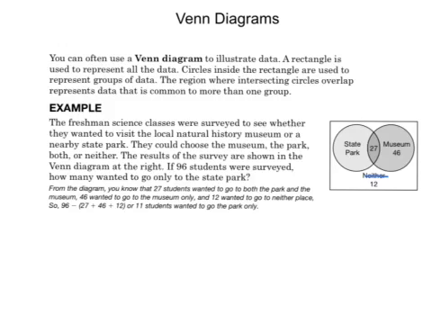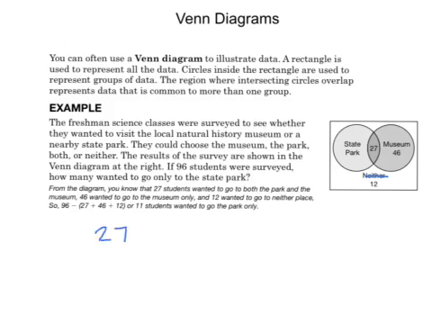So if you take a look here, it says the example, the freshman science class were surveyed to see whether they wanted to visit the Natural History Museum or a nearby state park. They could choose the museum, the park, both, or neither. The results are shown in the Venn diagram. And then it says if 96 students were surveyed, how many wanted to go to the state park? So from the survey, we know that 27 students wanted to go to both. So I'm going to go ahead and put that down.